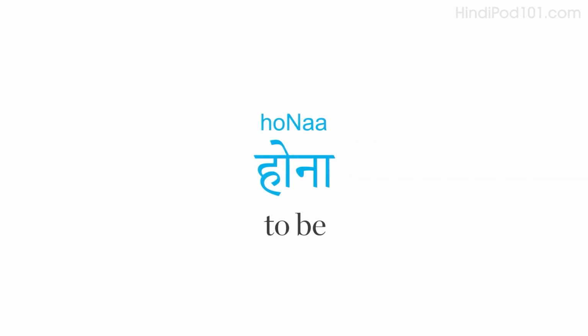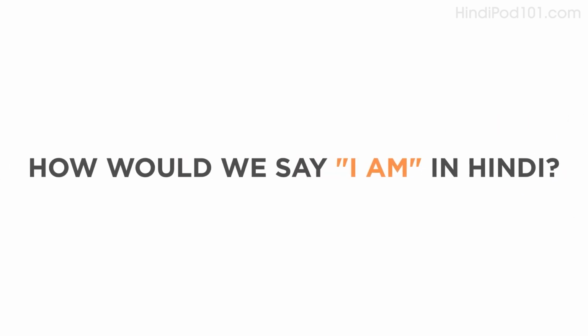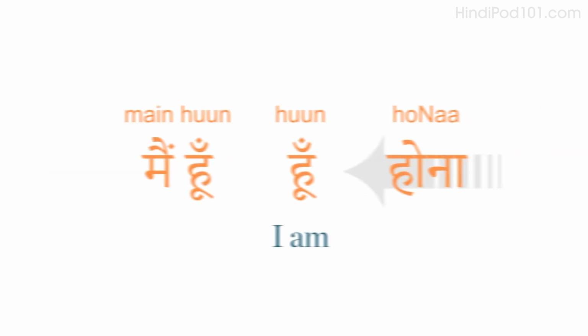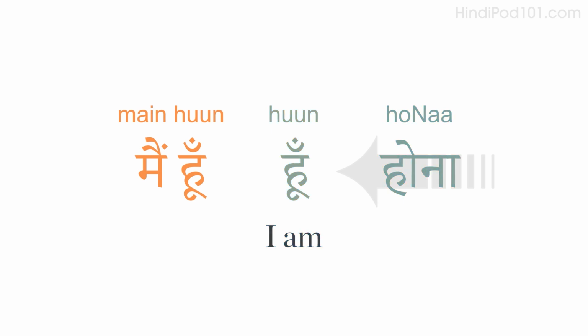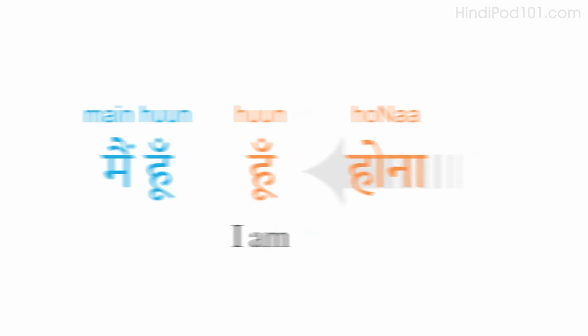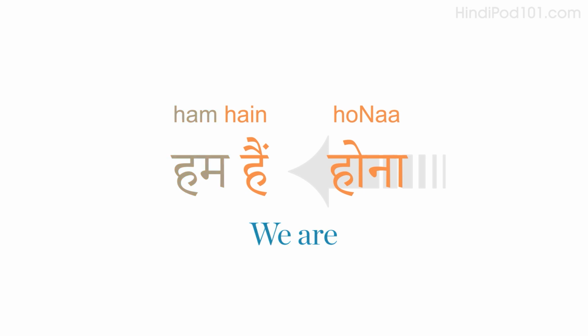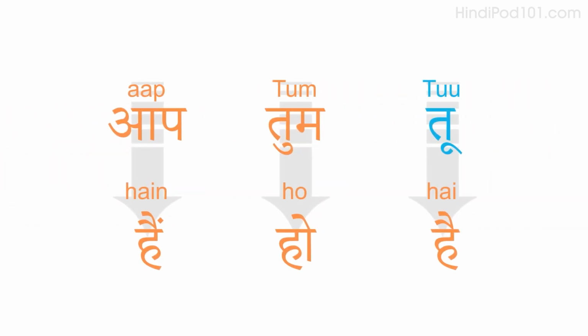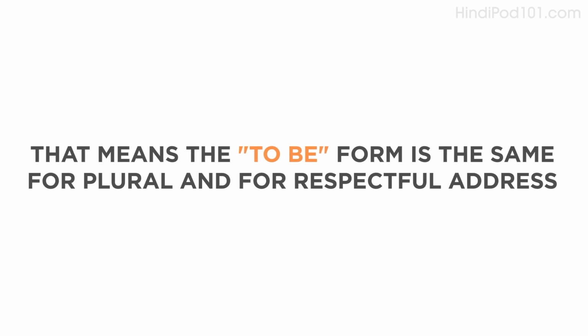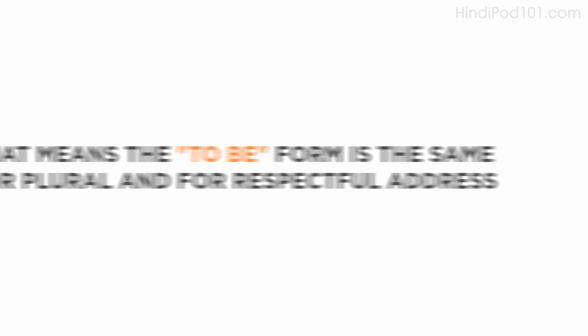It is hona. How would we say I am in Hindi? For I am, hona changes to hu. मैं हूँ. We are becomes हम हैं. Where होना changes to है. With तू you use है. And with तुम you use हो. And with आप you use हैं. That means the to be form is the same for plural and for respectful address.